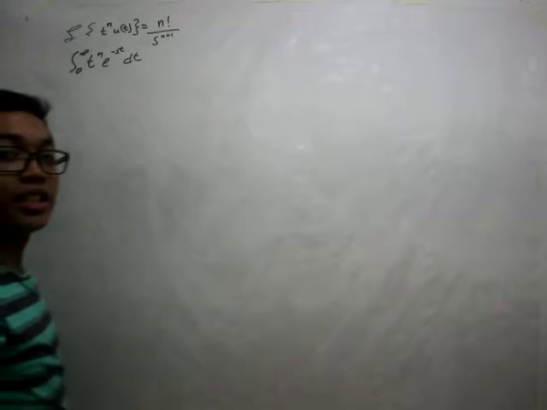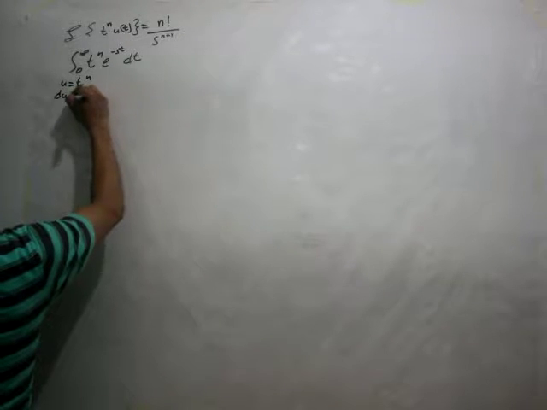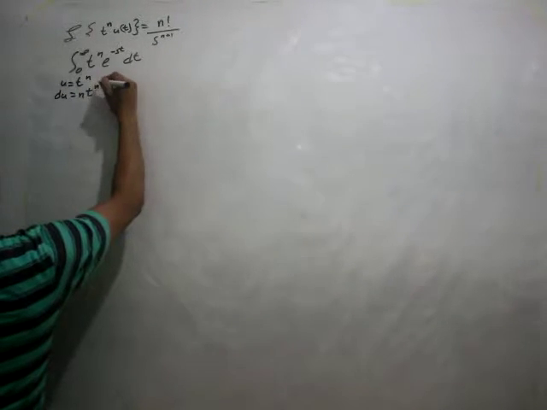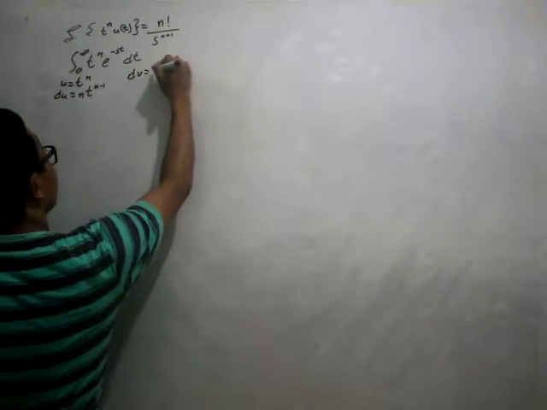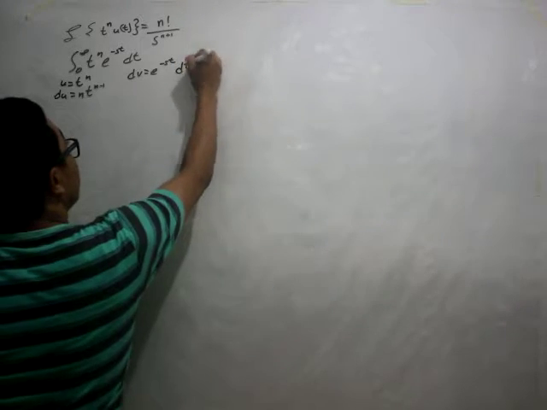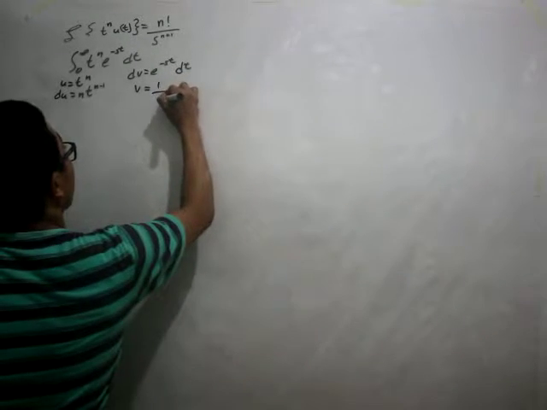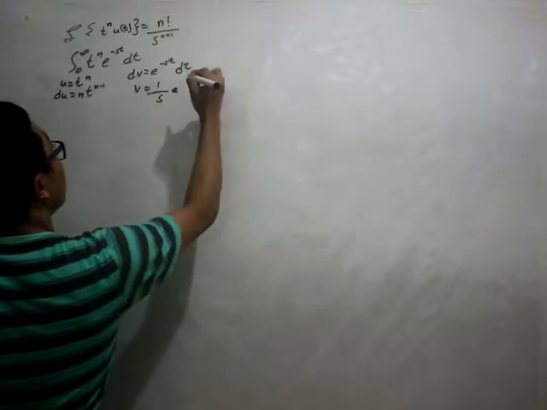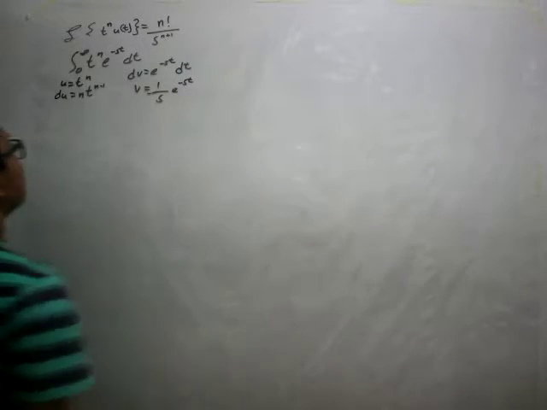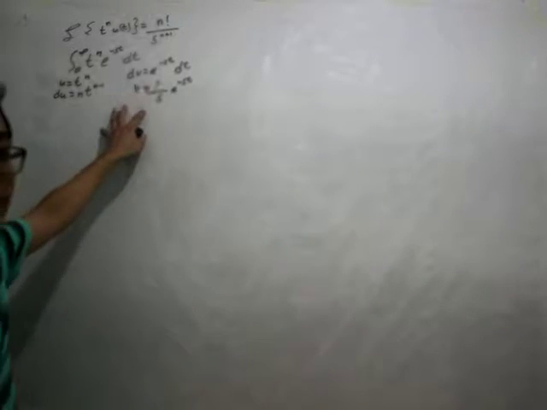And by using integration by parts, our u is equal to t raised to n, our du is n t raised to n minus 1 dt, our dv is e raised to negative st dt, and our v is equal to negative 1 over s times e raised to negative st. So we have already come up with the u, du, dv, and v.